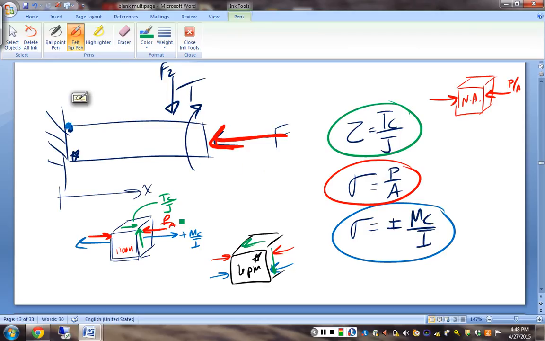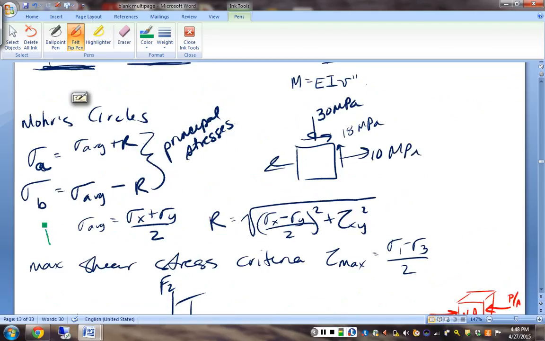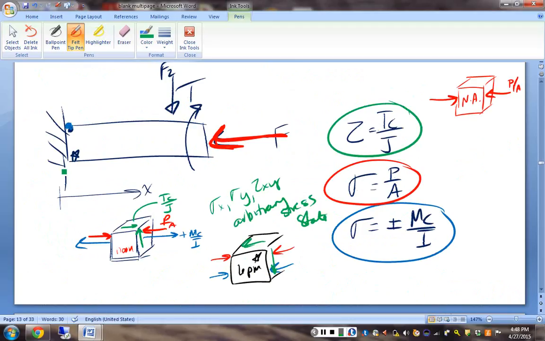So then this is your sigma x, sigma y, tau xy stress state that you would then put in and get sigma A and sigma B. So this is an arbitrary stress state. And then from this, you go up and do this to get principal stresses. And that is it.